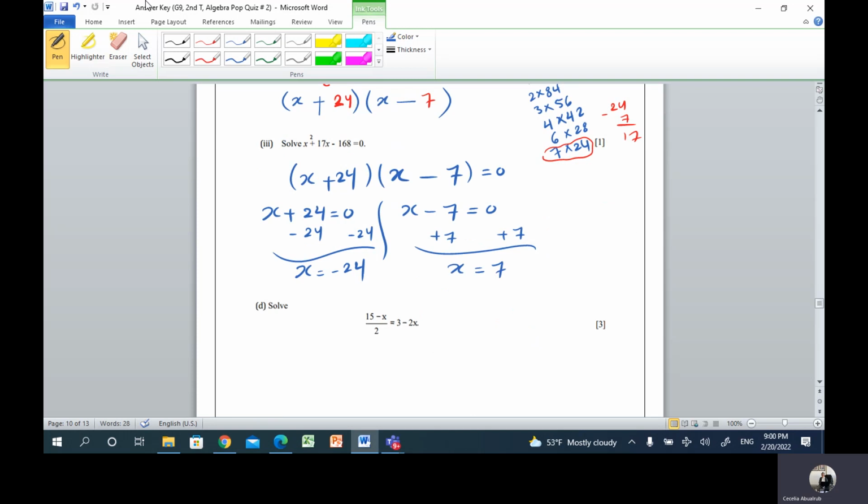And we found the value of x. Like I said, in a quadratic equation, we always have two values of x. So x is equal to negative 24, or x is equal to 7.